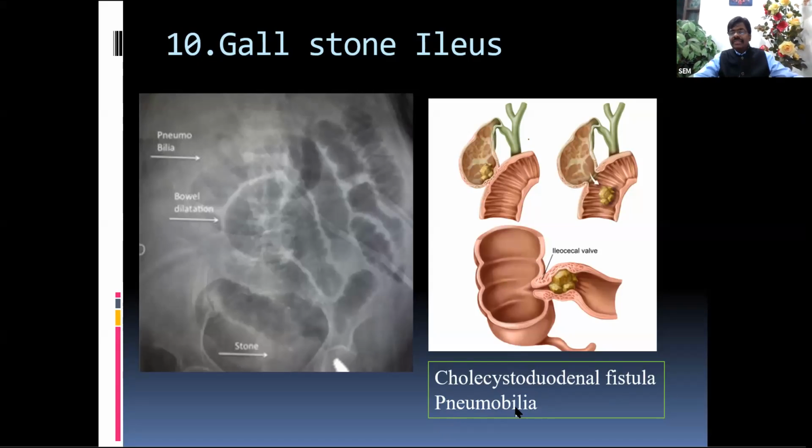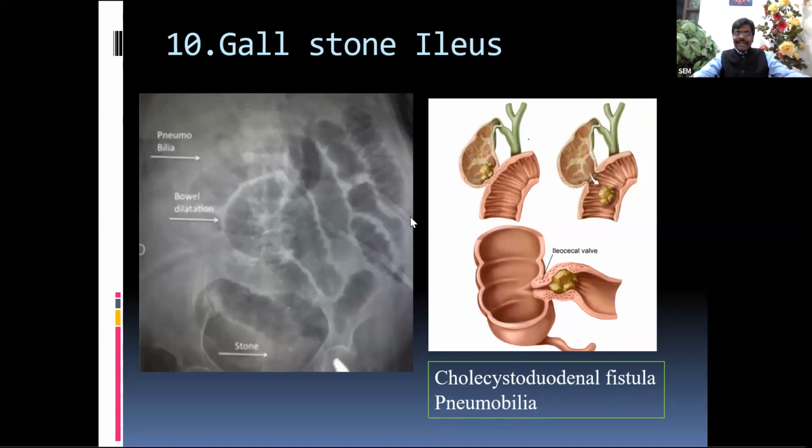Air is never present in the normal biliary tree. It is only present after two conditions. One, cholecystoduodenal fistula. Next is after a procedure called ERCP. Okay, what is ERCP? We are going to learn today.